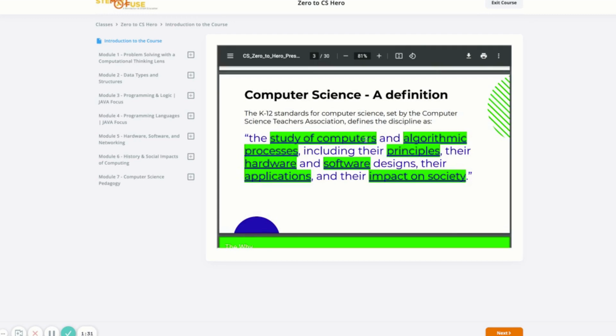Our course is built around the specific definition of computer science from the Computer Science Teachers Association, which is the study of computers and algorithmic processes, including their principles, hardware, software, applications, and impact on society.